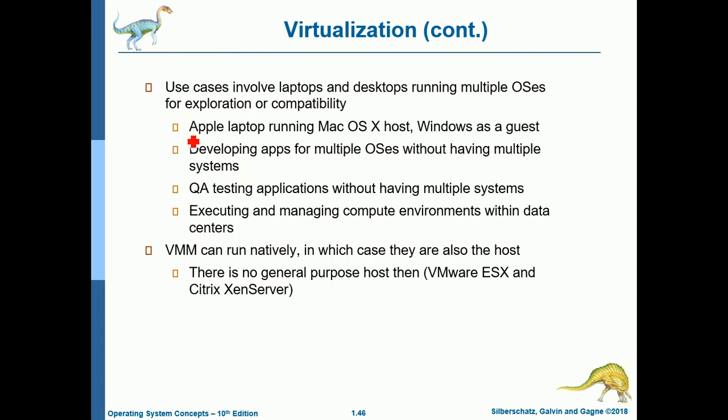So that is an example: on an Apple laptop, or vice versa, we have Windows 10 running, and then in the virtual machine, you have Mac OS 10 running. So QA testing applications without having multiple systems, that is also a purpose of virtualization. And then executing and managing compute environments within data centers. So VMMs can run natively, in which case they're also the host. There is no general purpose host then, as with VMware ESX and Citrix Xen server.